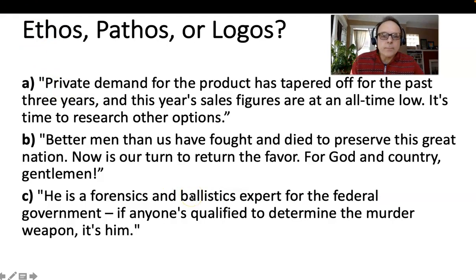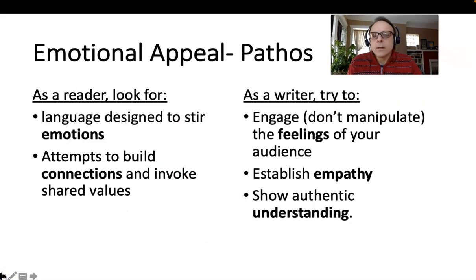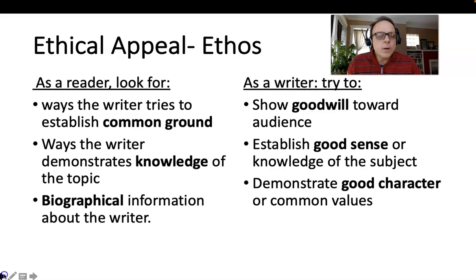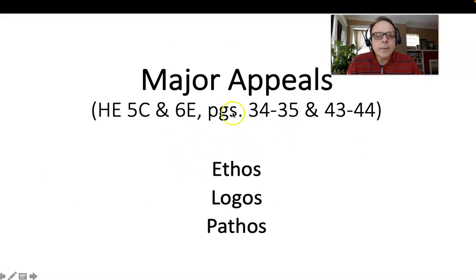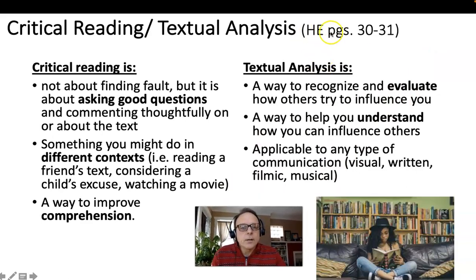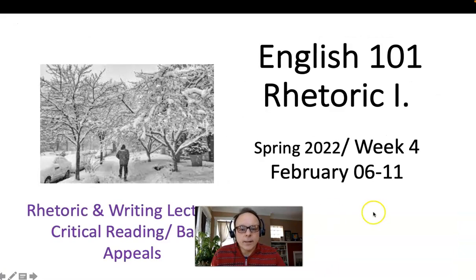All right, so we will stop there for today. But again, this was our rhetoric lecture talking about these three appeals: ethos, pathos, and logos. These will come up on a later quiz. And again, here are the page numbers if you want to look back in the Harbrace book and see a little bit more information about these. And then we also talked about textual analysis, and you can see again the page numbers, page 30 to 31, talk about critical reading and textual analysis as well, all parts of academic reading.